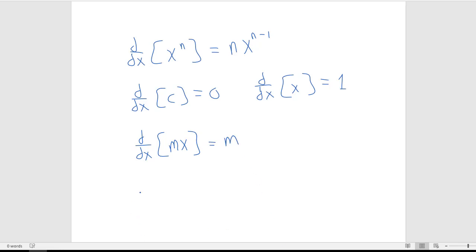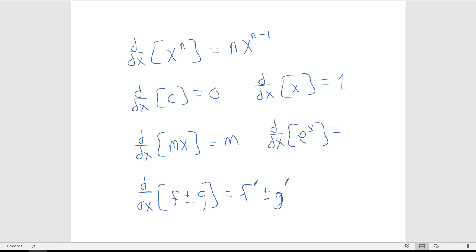Then we talked about the sum and difference rule. I'm going to get lazy here, and I'm going to get even lazier and jump to prime notation. So the derivative of a sum is the sum of the derivatives. And then, let me come back up here, the derivative of the specific exponential e to the x is just e to the x.